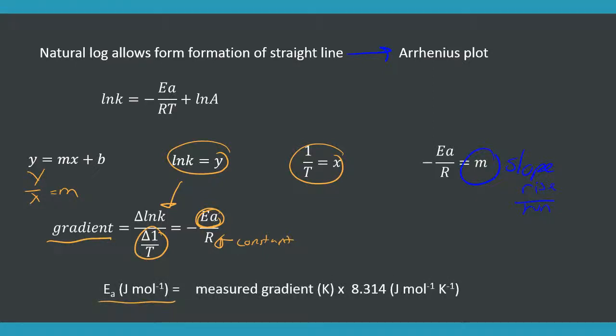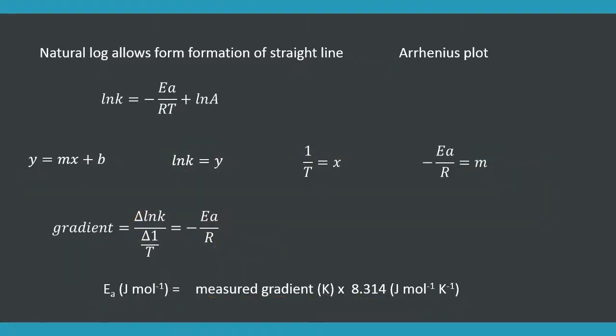Therefore, Ea, which is in joules per mole, equals your measured gradient times your 8.314 joules per mole per Kelvin. Because if you take the units of k and divide out temperature, you end up with joules per mole. So what does this look like?